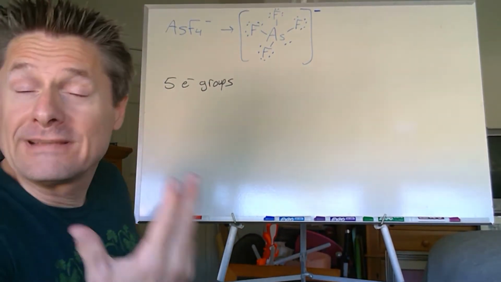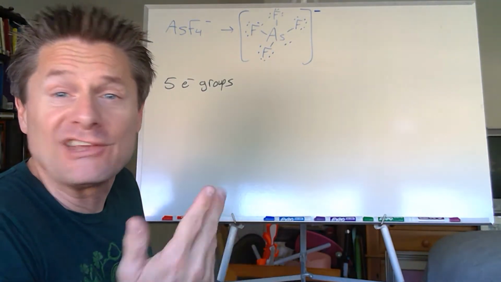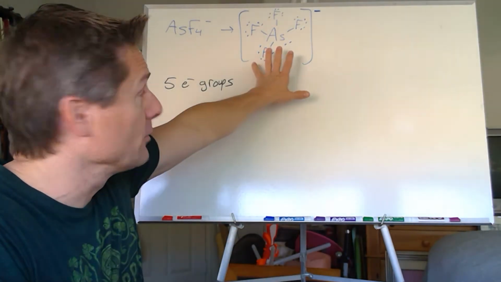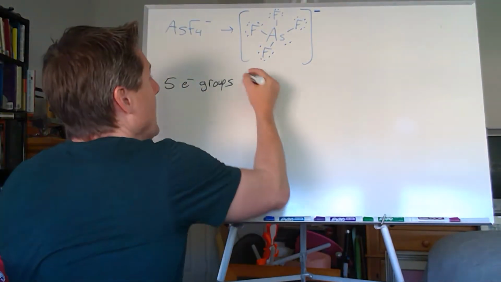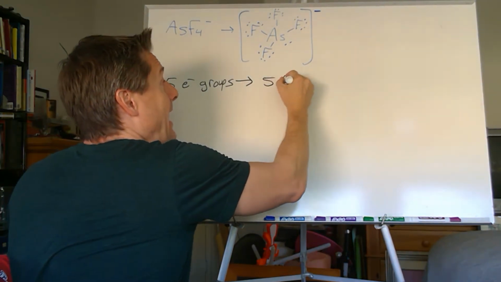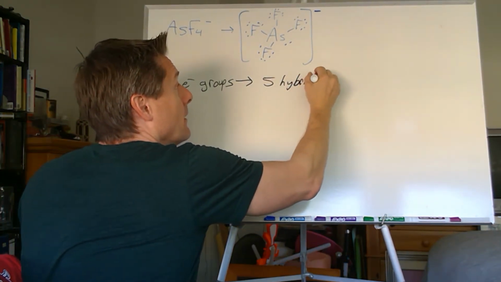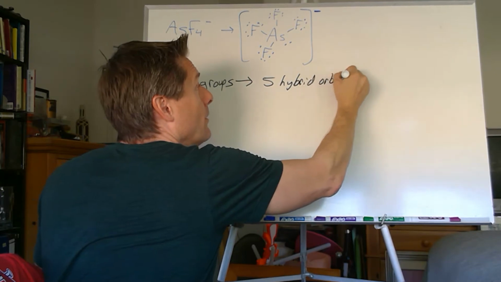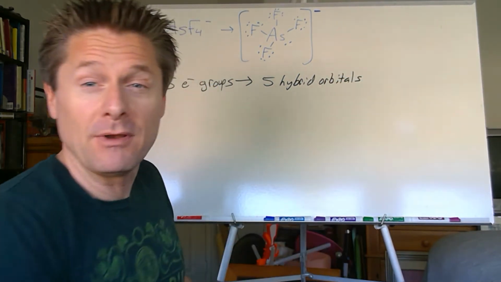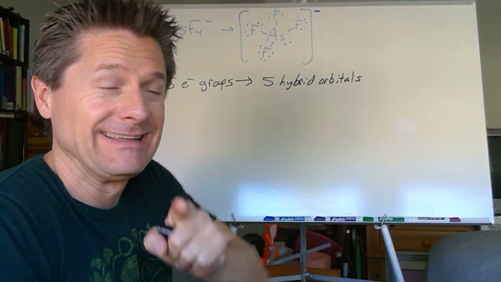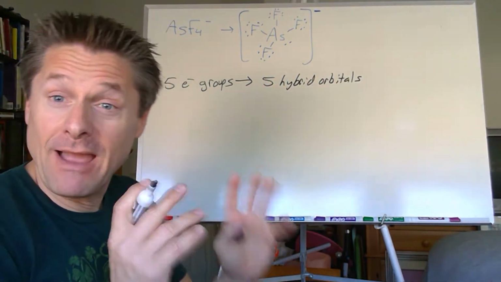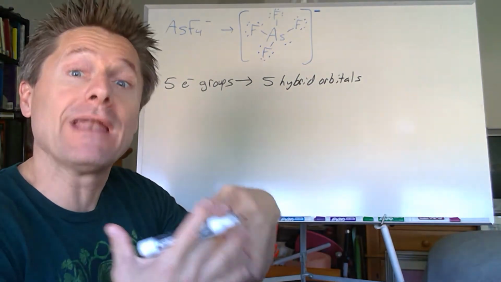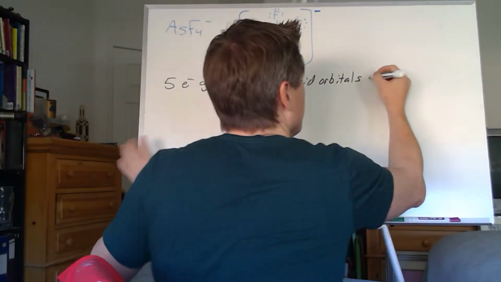Let's see if we can walk through this together live. It's the same for all hybridization. It's the same thinking process. Start with the Lewis structure. Count the electron groups: 5 electron groups. Remember the rule? That means we need 5 hybrid orbitals. Same number. Don't overthink it. Too many people overthink chemistry. To get 5 hybrid orbitals, we need to hybridize 5 atomic orbitals.